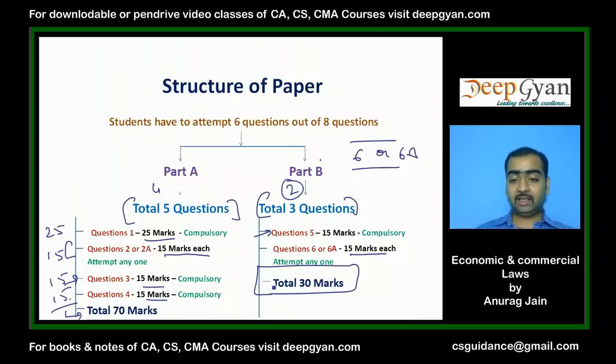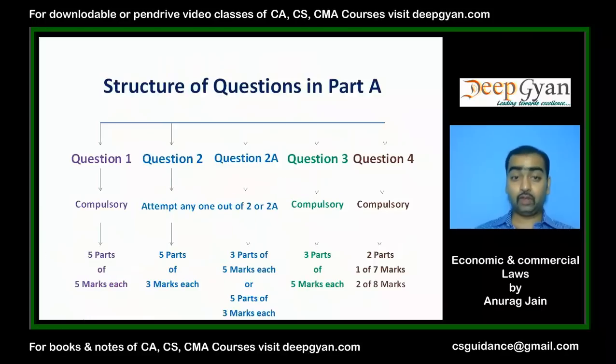Now let's analyze each question. Question number 1 is the compulsory question and is of 25 marks, right? Basically the question will have 5 parts from different chapters, from different lessons, right? 5 parts of 5 marks each. Let me show you the question paper.